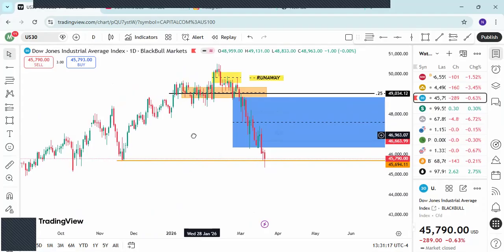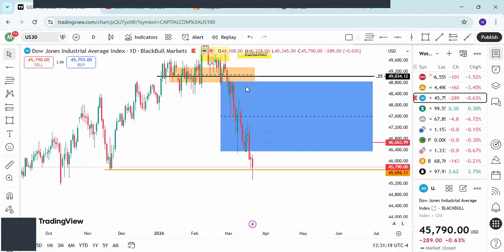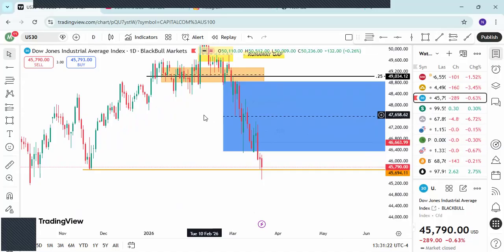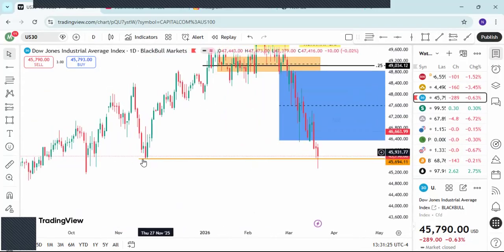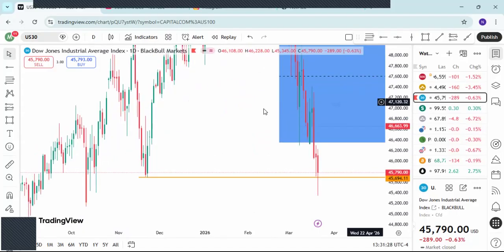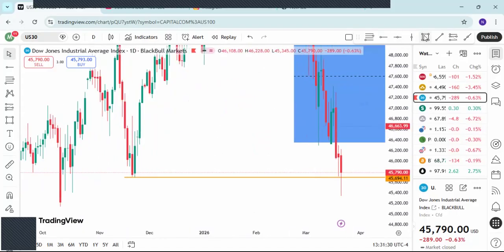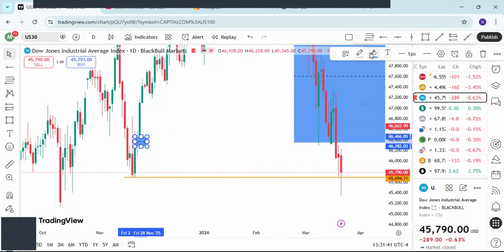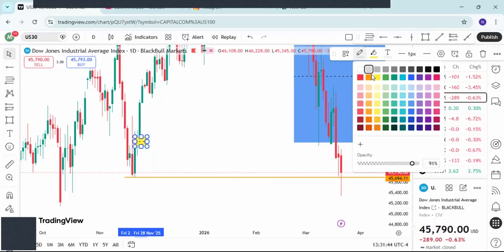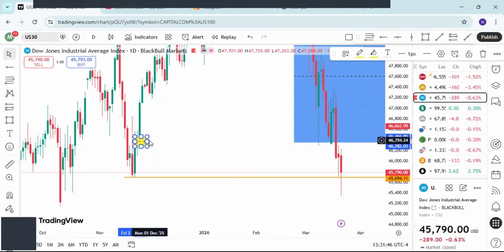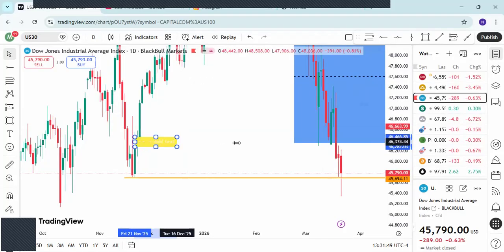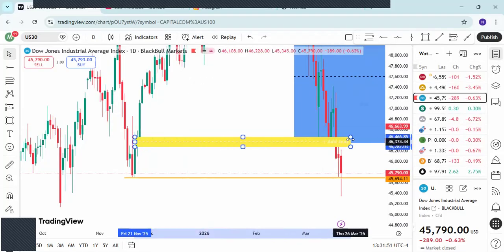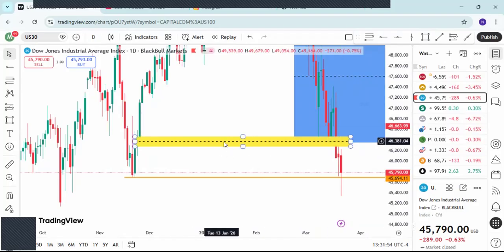Just sell side there. And we also had this volume imbalance there. Nice one. There we go. Let's make that yellow. And then let's just pull that like there. There we go. This is the volume imbalance here on the daily.